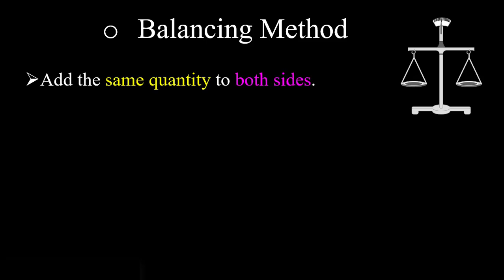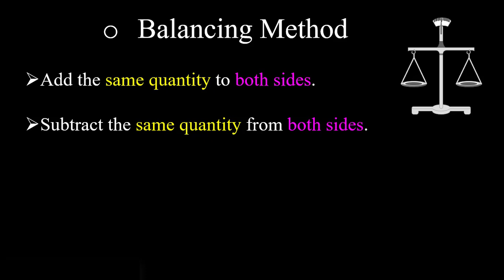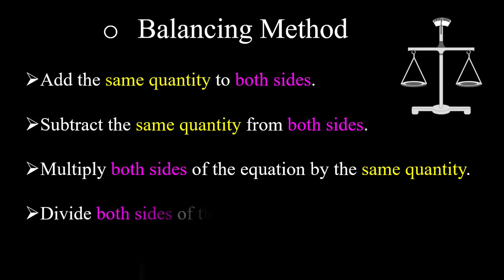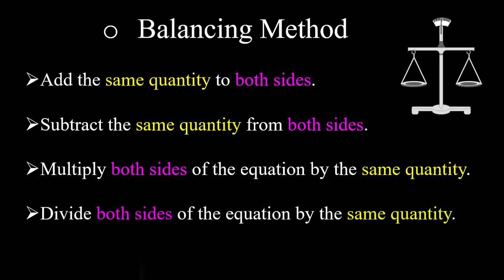Now, remember we illustrated the concept of equation using the weighing scale. In the balancing method, what you simply have to do is to ensure that the concept of balance is applied at all times. So what do you do? You add the same quantity to both sides, you subtract the same quantity from both sides, you multiply both sides of the equation by the same quantity, and finally divide both sides of the equation by the same quantity. Now, we discussed in our previous video on the introduction to equations that doing this ensures that the balance remains.